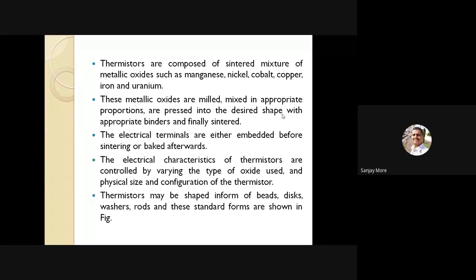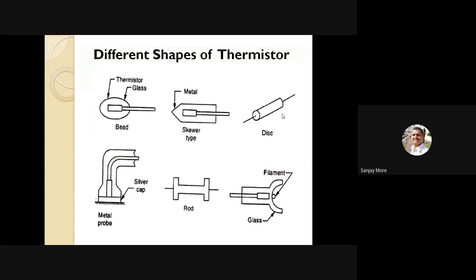So these are the temperature measurement devices. First one is a thermometer, second one is a resistance temperature detector, means RTD, third one is a thermocouple, and fourth one is a thermistor. Okay.